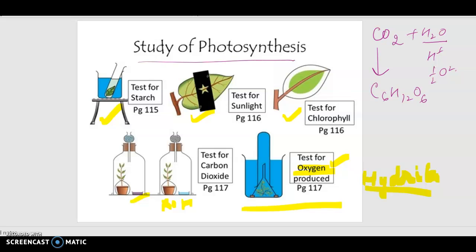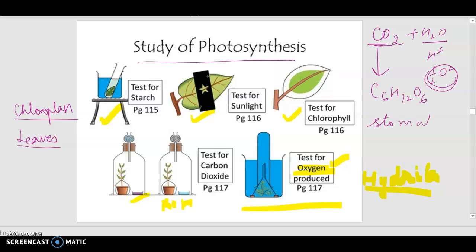And this is happening inside which organelle? That is the chloroplast, and this chloroplast is present in leaves. And how is this exchange of gases possible, like CO2 moving inside the leaf and oxygen coming out of the leaf? That is because of the presence of stomata on the lower surface of the leaf.